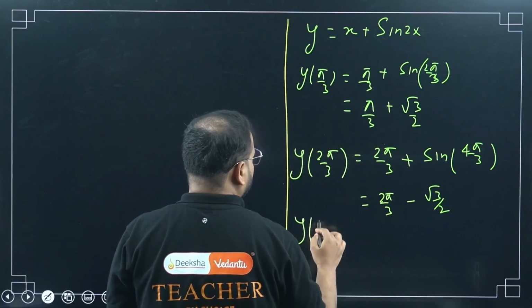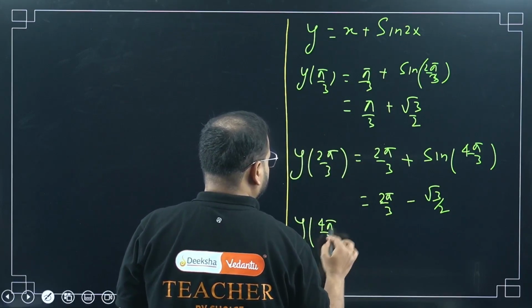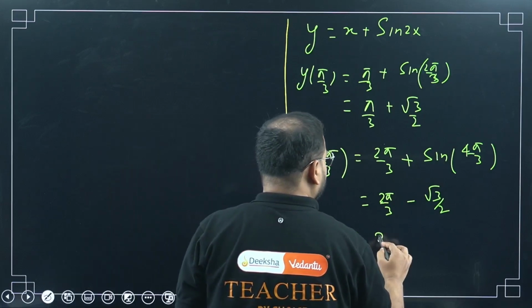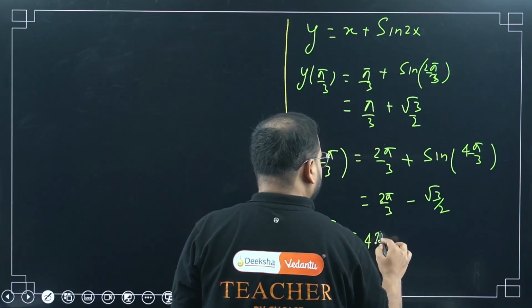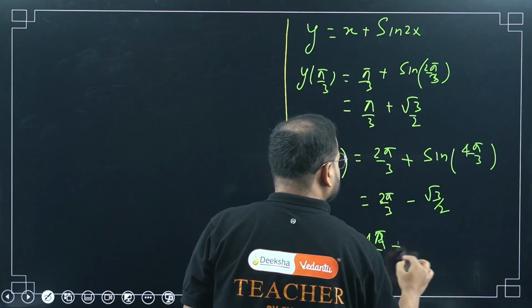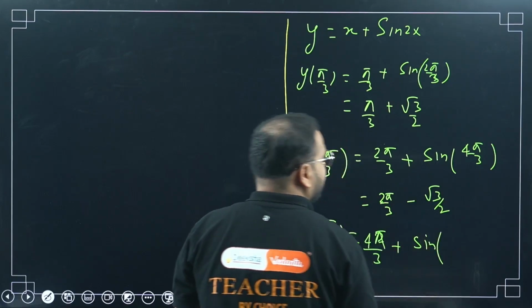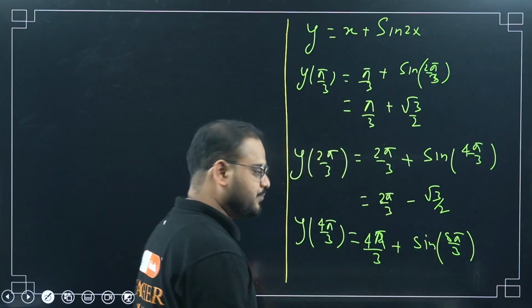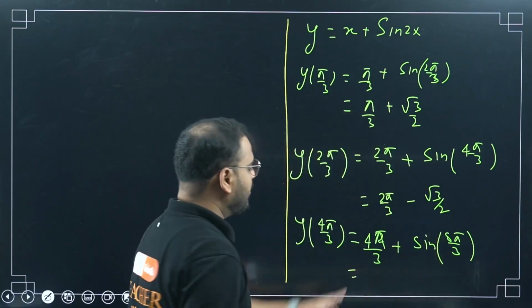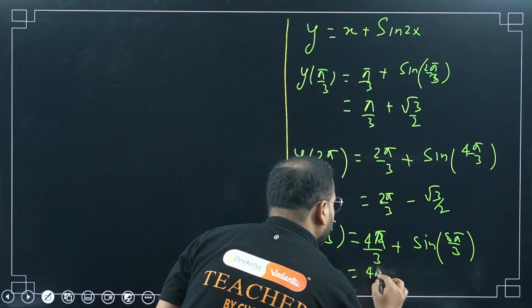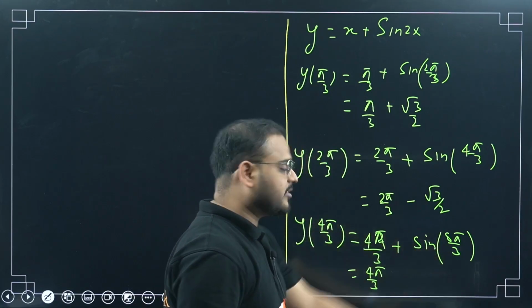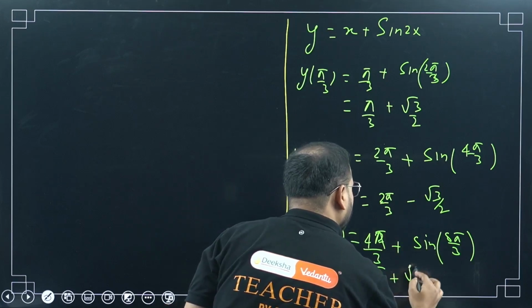Y at 4 pi by 3. Check here again. I'll write here 4 pi by 3 plus sine of, what will this be? 8 pi by 3. Yes or no? Yes, sir. Where is this angle 8 pi by 3? It's going to be in second quadrant again. So plus root 3 by 2.